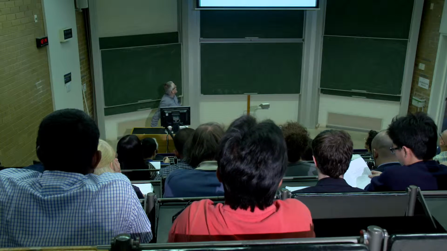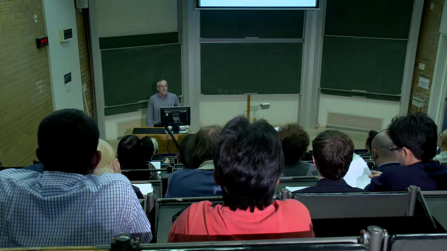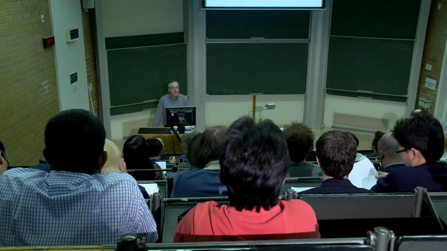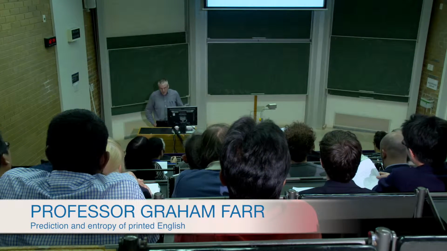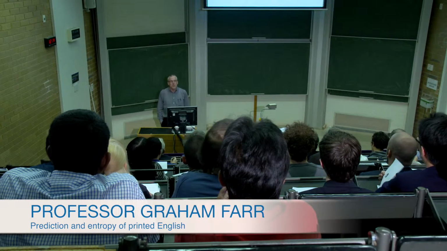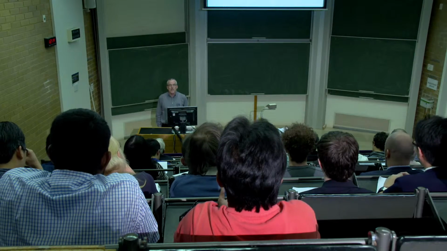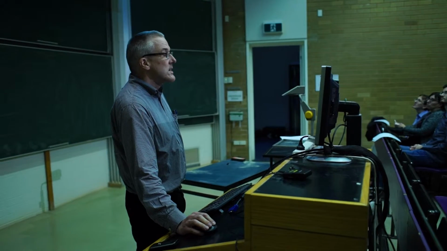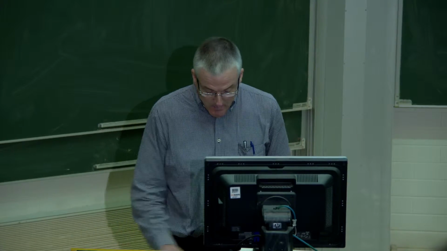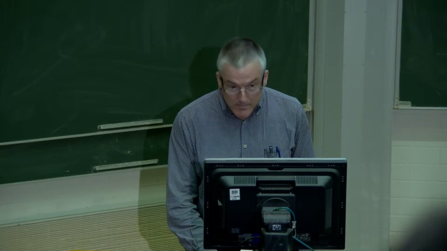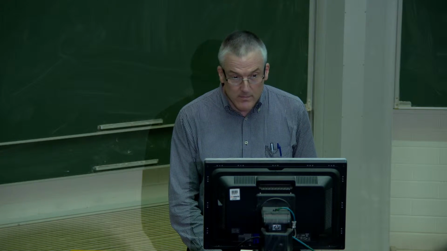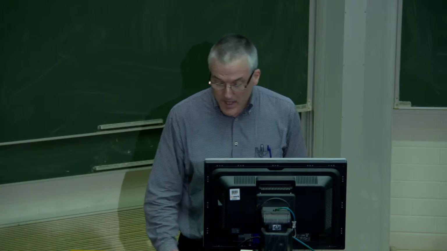Another of Shannon's papers in the Bell System Technical Journal, this time in 1951, was one called Prediction and Entropy of Printed English. So he was trying to quantify the amount of information in a sequence of characters obeying the rules of natural language. And here's the start of the paper.